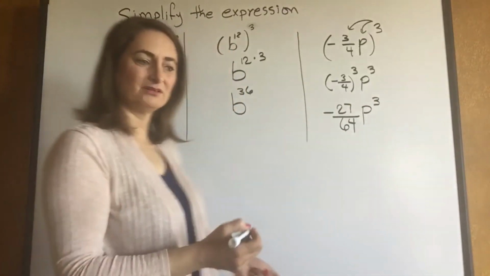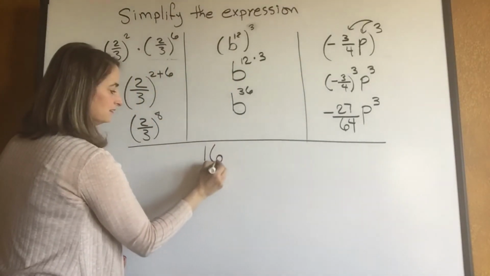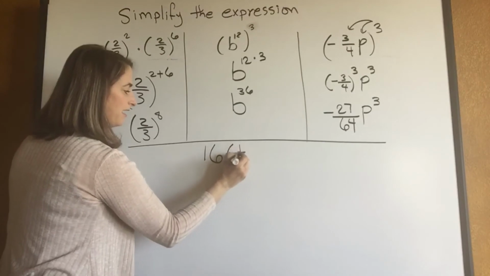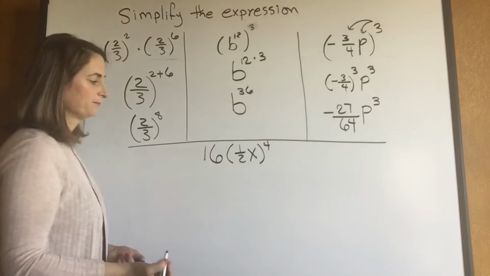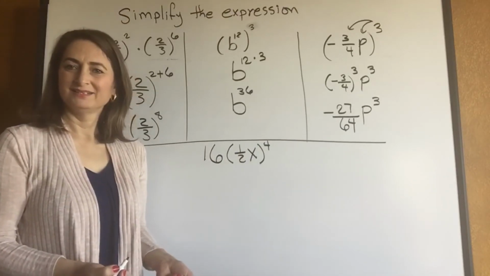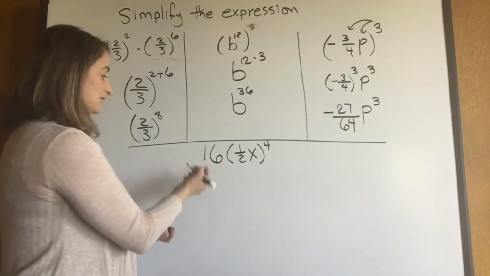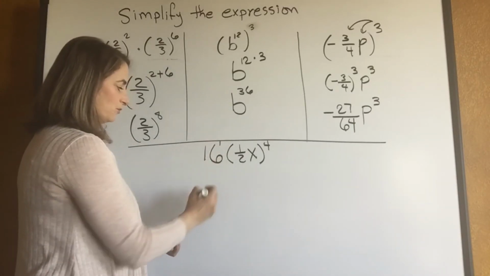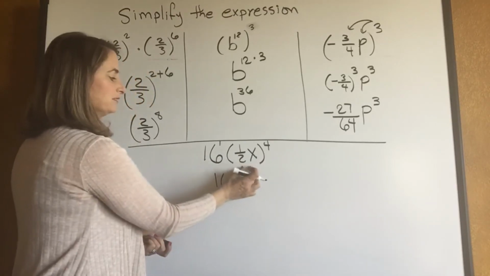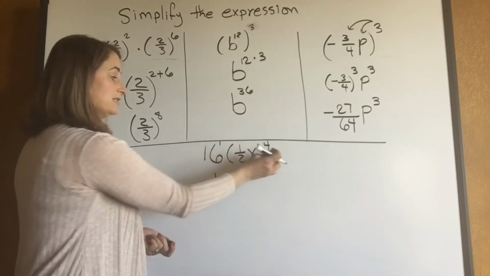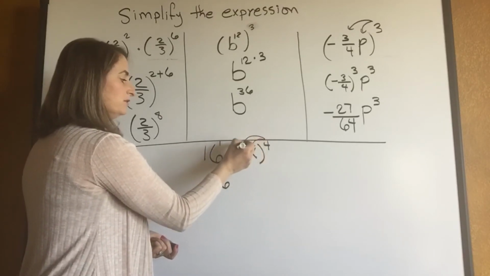But now I'm going to give you a harder one. What if you have 16 times half x to the power of 4? How would I simplify that? If you notice, the 16 is not inside the parentheses, which means it's 16 to the power of 1 by itself. So bring that 16 down because it's not included in the parentheses. Those are the two factors inside the parentheses, and that's the power of a product. So distribute that 4 over the two terms.